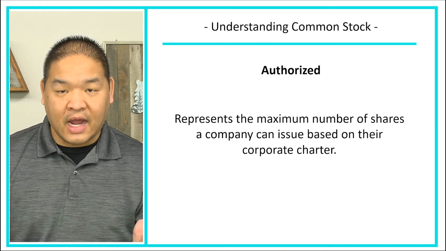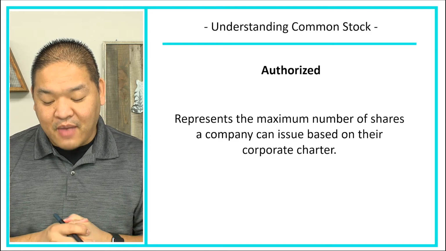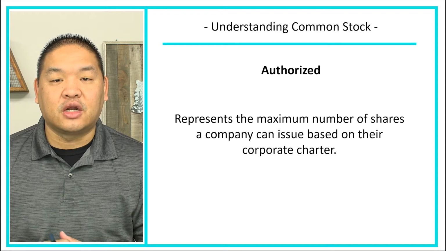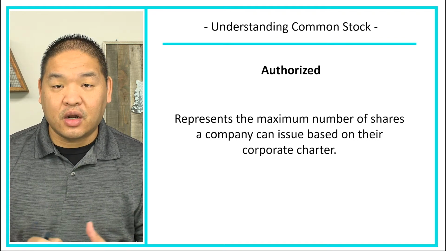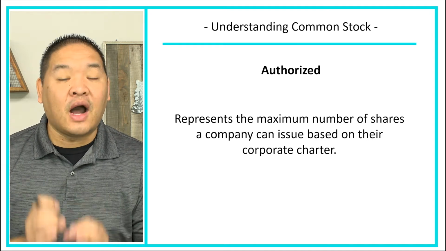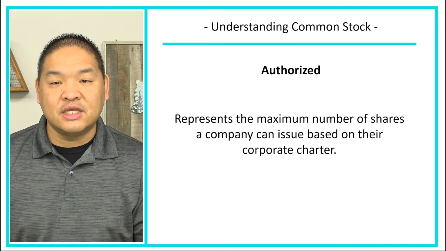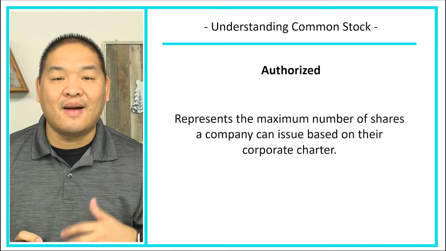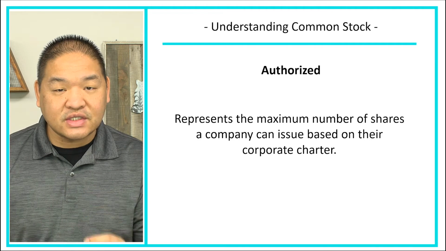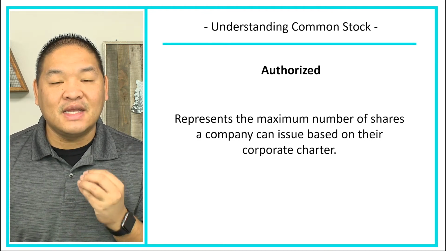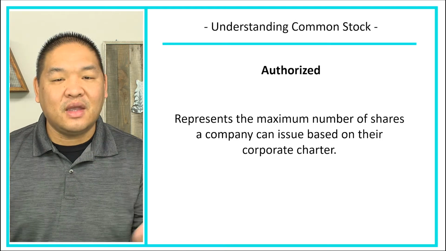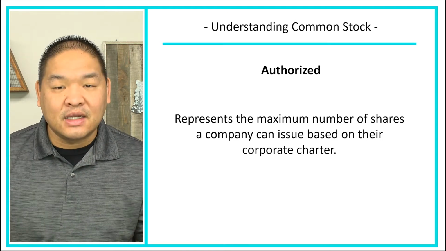So when we say authorize, we mean that it represents the maximum number of shares a company can issue based on its corporate charter. So if they've issued a corporate charter with 10 million shares, that is the maximum amount of shares they are authorized by their charter to issue. They cannot issue more without amending their charter. Okay, so authorized, what does their charter say is the maximum that they can issue? This doesn't mean that they're going to issue. This is just a kind of a piggy bank of how much they can issue.